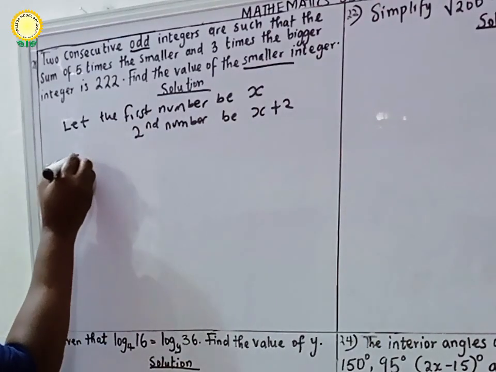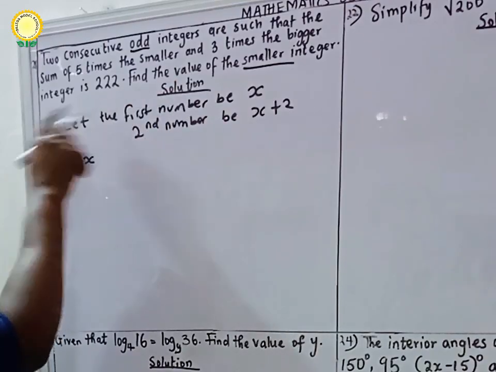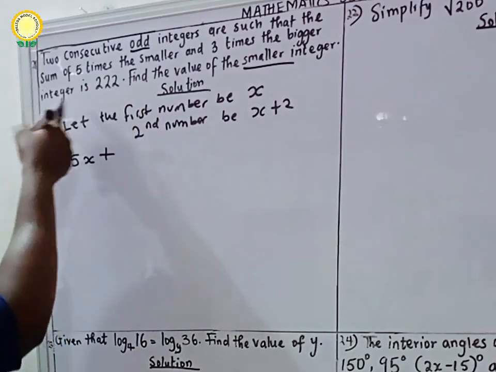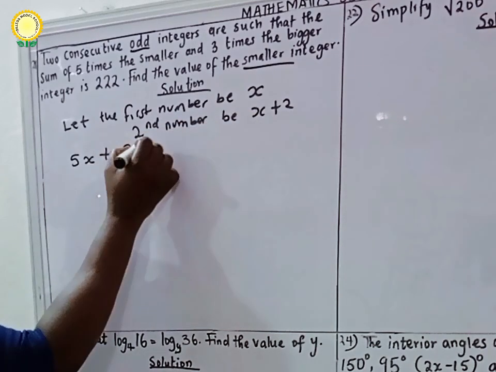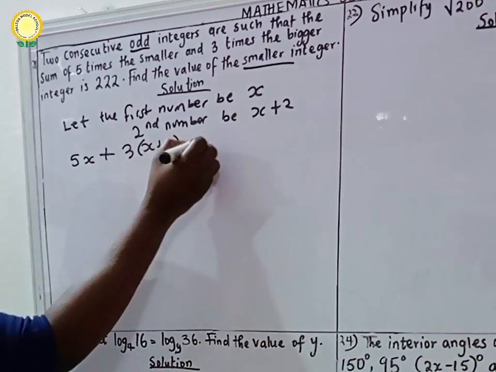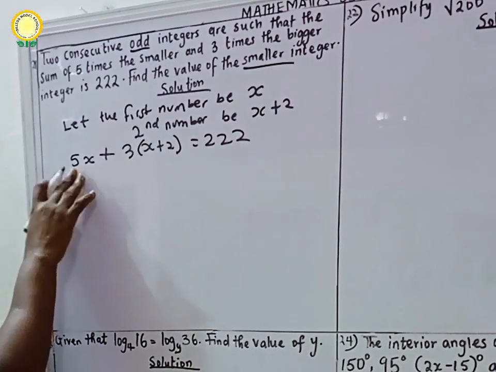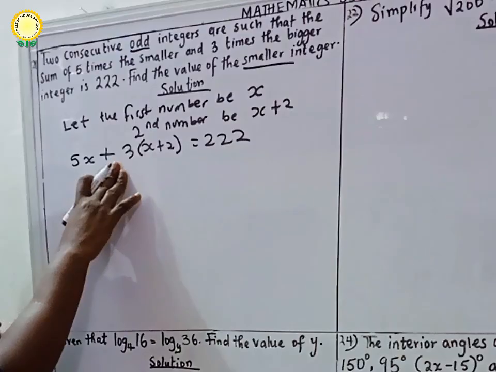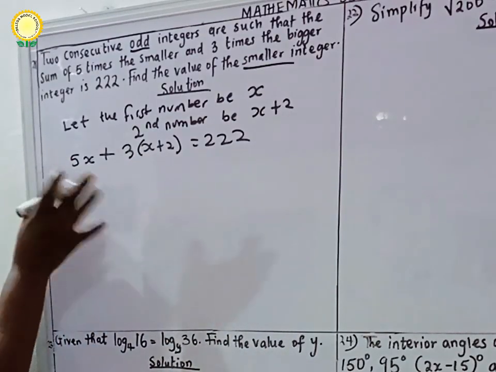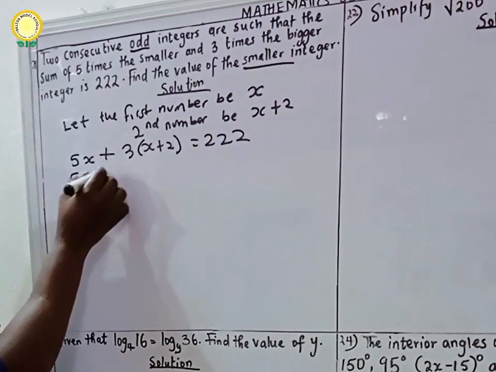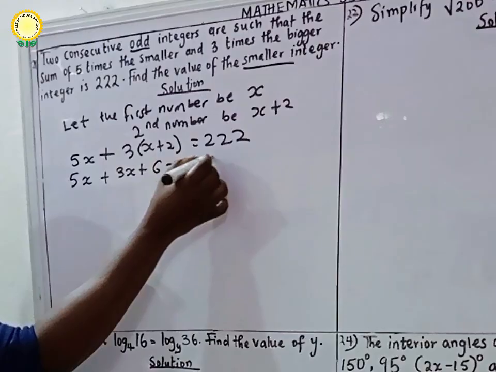So we have such that the sum of 5 times the smaller number, and sum means addition, 5 times the smaller number and 3 times the bigger number is 222. So this is the equation. 5 times the smaller number plus 3 times the bigger number gives you 222. The next thing we are doing is to simplify the equation.